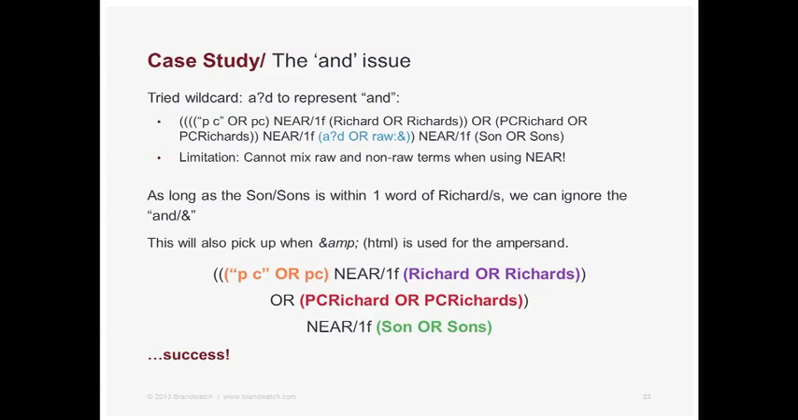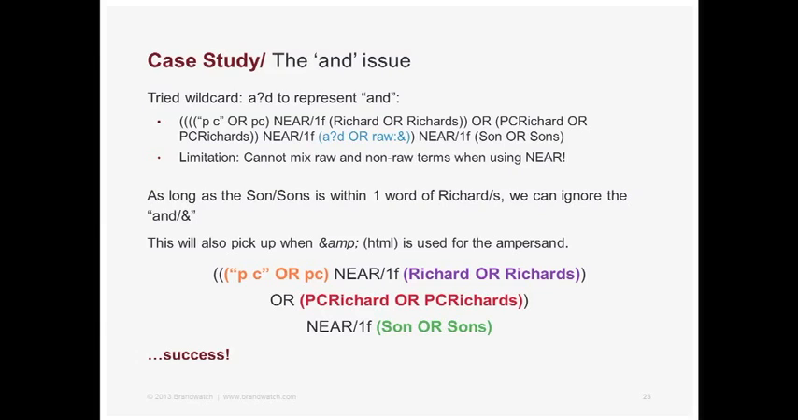So in my case, I was able to ignore the and because if you really think about it, if you have PC Richard, some word, and sons, it's likely to be and. There's not a lot of other variations that are likely to be in there, so I just skipped it altogether. And that'll also pick up when the and is the HTML form of ampersand, the AMP colon, semicolon, that symbol for HTML that represents an ampersand. So that actually brings in those cases as well.